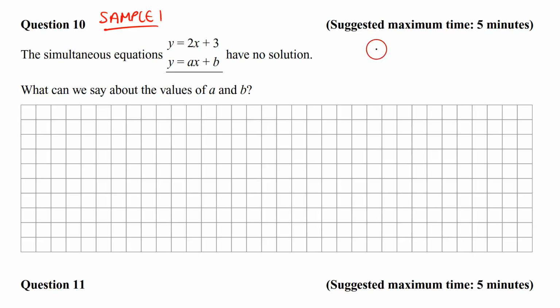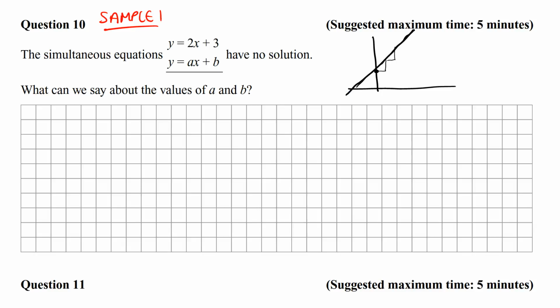So basically, if we were just to sketch a very simple graph of this, it has a starting value of 3, and for every one it goes over, it goes up 2. Every one it goes over, it goes up 2. So we have a line that will look something like this.